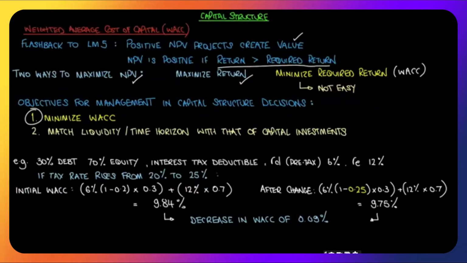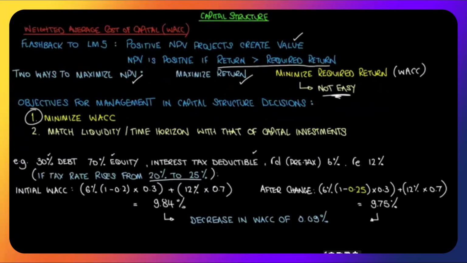Another quick example, just to keep us on our toes. An example here with 30% debt, 70% equity, interest being tax deductible. Cost of debt 6 and cost of equity this time 12. What happens if tax rates rise from 20 to 25%? This is just trying to emphasize the idea that minimizing the WACC is not easy, because you could do everything within your power to try and get the optimal capital mix to minimize your WACC, and then boom, government changes the tax rate, your WACC changes.